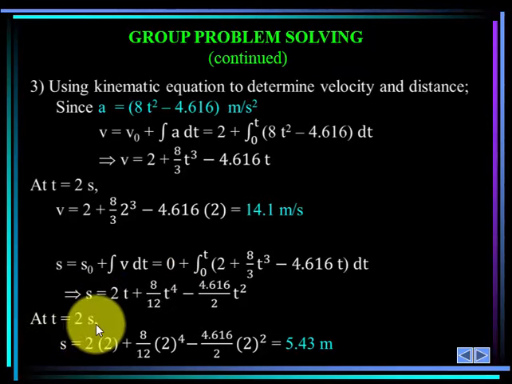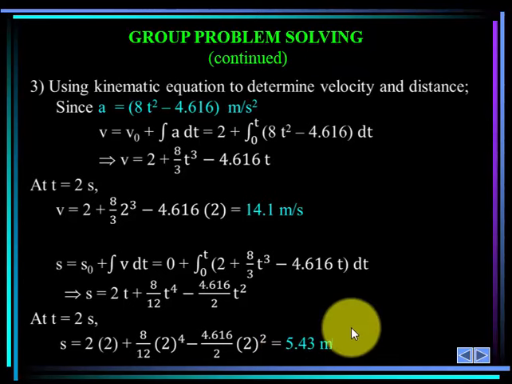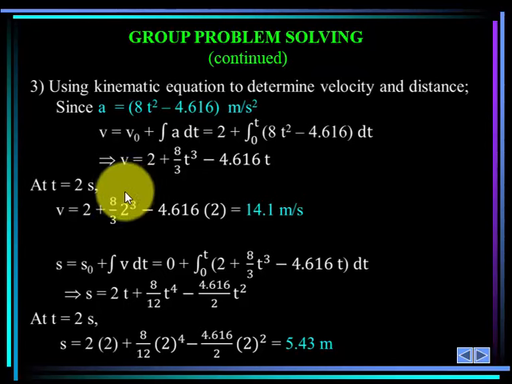At t equals 2 seconds, plugging that into t everywhere, we come up with a position of 5.43 meters. In this case, the forces were known. They were a function of time, not constant, therefore acceleration was not constant. We had to use chapter 12 to do velocity and position.